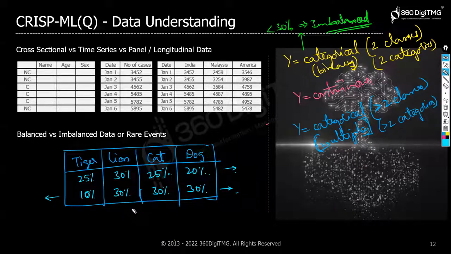But then when in doubt, apply techniques assuming that your underlying data set is balanced, and also apply imbalanced data techniques, assuming that your data set is imbalanced. Try out both the techniques. Whichever technique gives you good results, stick to that. When in doubt, experiment.